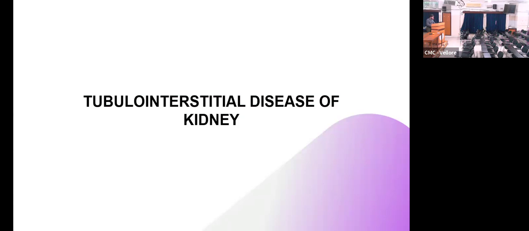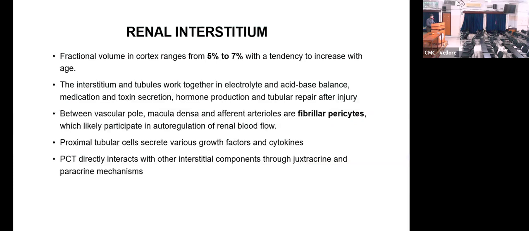So, a brief introduction on what is the renal interstitium. The interstitium is actually the fractional volume in the cortex, which is about 5 to 7% by mass and tends to increase with age. So, mainly the cortical interstitium and the medullary interstitium are there. That fraction increases with age. And as you know, the interstitium has the tubules also.